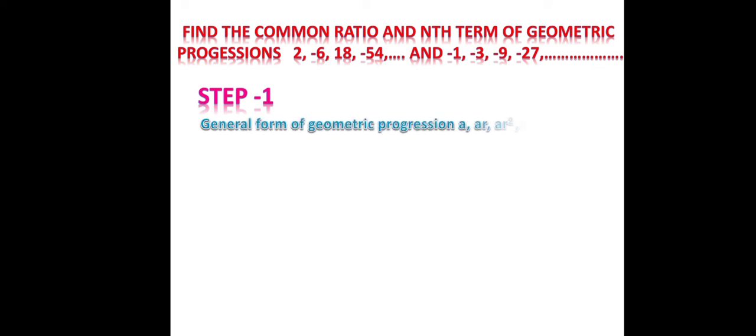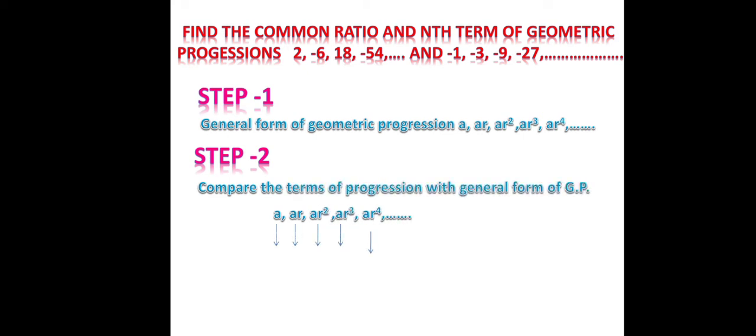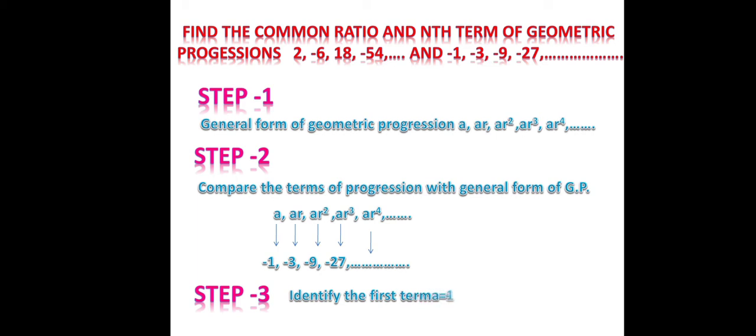So for the first step we will write the general form A, AR, AR square, AR cube and so on. In the second step, we will compare the terms. A will be equal to minus 1, AR is equal to minus 3, AR square is equal to minus 9 and so on. And in the third step, we will identify the first term, small a is equal to minus 1.